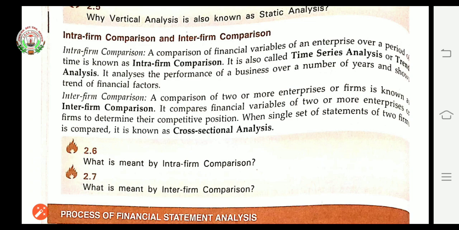And there is again one analysis, the cross sectional analysis. When a single set of statements of two firms is compared, it is called cross sectional analysis.